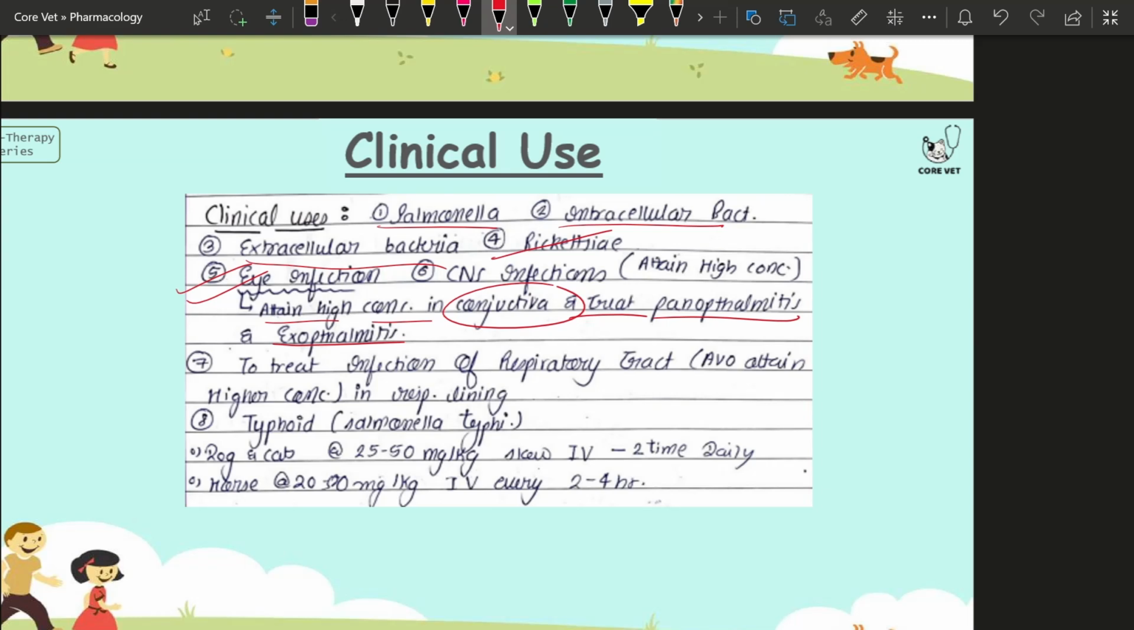It does treat respiratory tract infection, because it attains a higher concentration in the alveoli, right? Typhoid, I have told you about that too in the spectrum, that it is quite effective against Salmonella typhi, right? So this is the dosage regarding dogs, cats and horses, right?